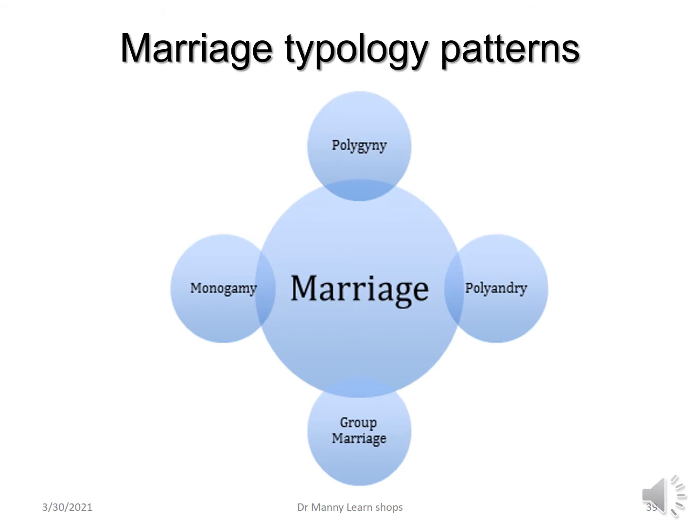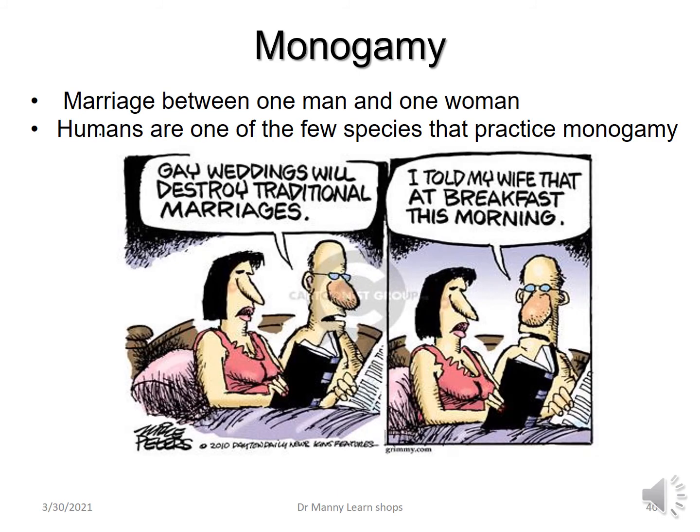Typology patterns in marriage consist of monogamy, polygamy, polyandry, and group marriage. In monogamy, this is where marriage is between one man and one woman. Humans are one of the few species that practice monogamy.